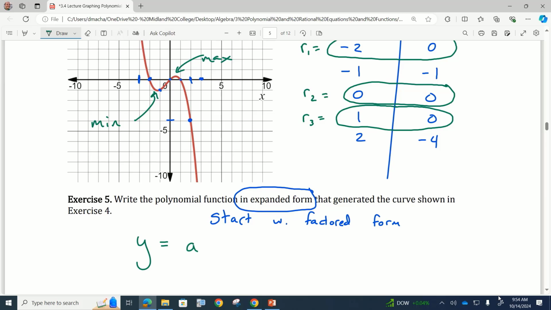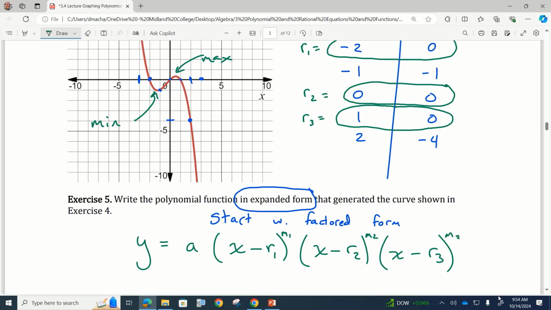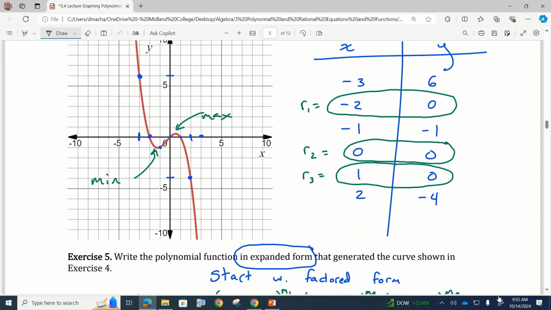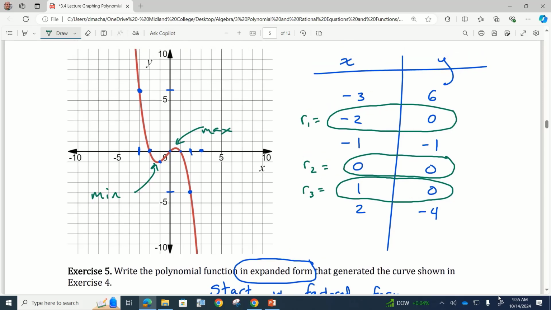And if I want to write my factored form, it would look like a leading coefficient times x minus one of the roots times x minus another root times x minus the third root. And normally in factored form, we would also allow the possibility of having other multiplicities, like having these factors raised to the 1 power or the 2 power or the 3 power and so on. But again, I'm usually not trying to trick you, so don't overthink it too much.